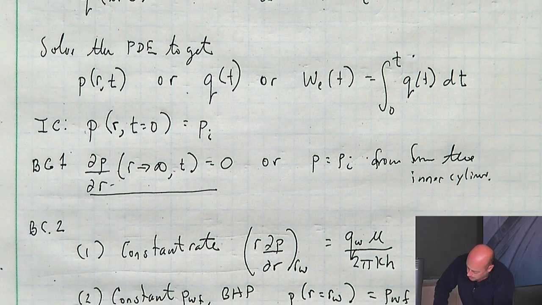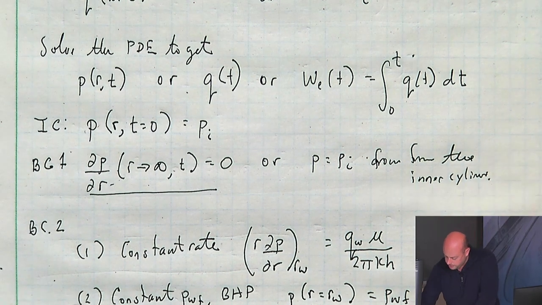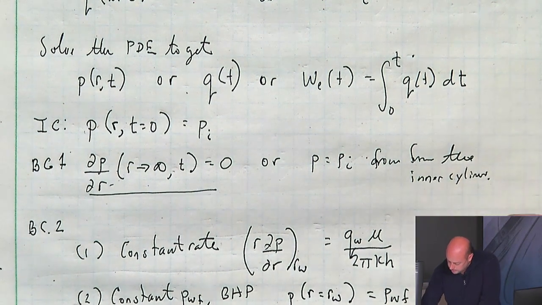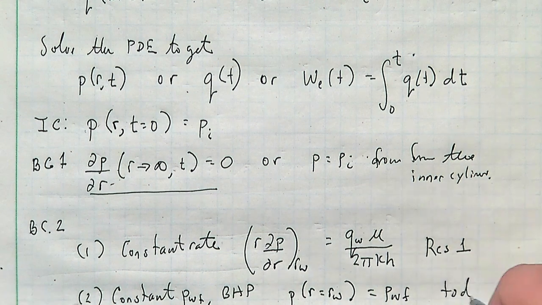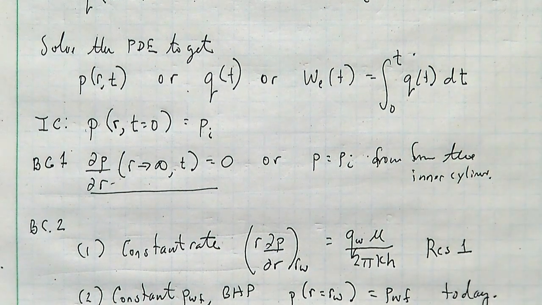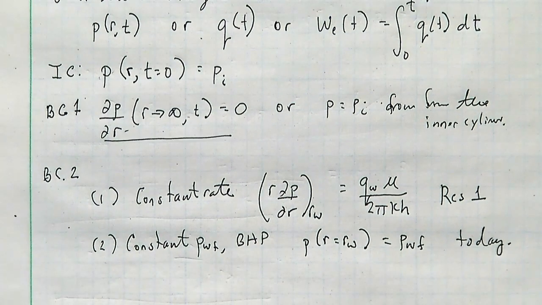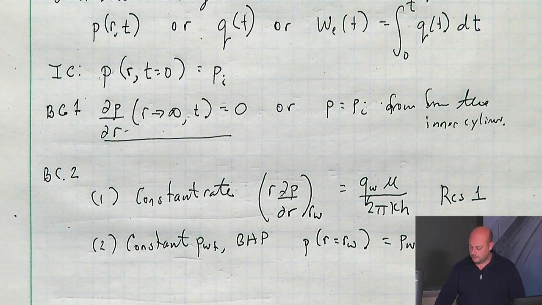All right. So this was Reservoir 1. This is today. Okay. If we're talking about flow in a wellbore, you could do either, and we do both. Sometimes we operate at constant rate, sometimes we operate at constant bottom hole pressure. They are both important. They have different solutions.